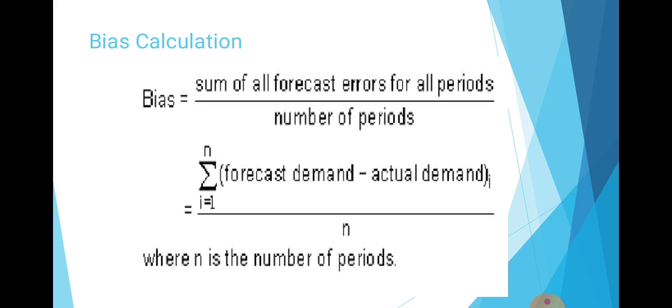And in the bias calculation, we use the formula: the sum of all forecast errors of all periods divided by the number of periods. So in the sum of all forecast errors, we have to take the subtraction between the forecasted demand and the actual demand.